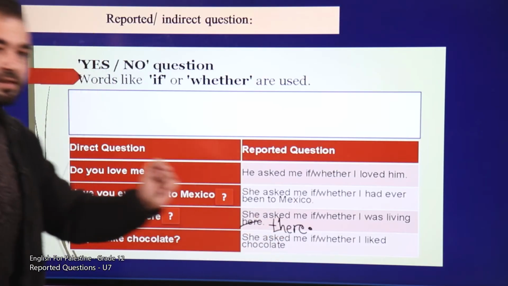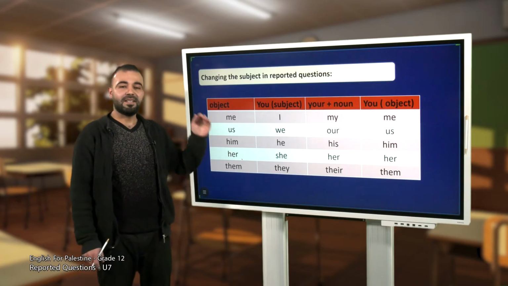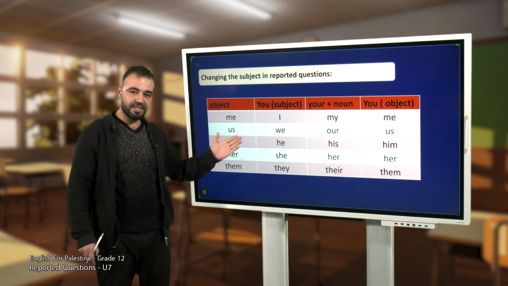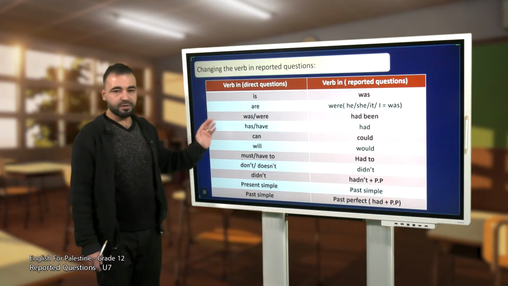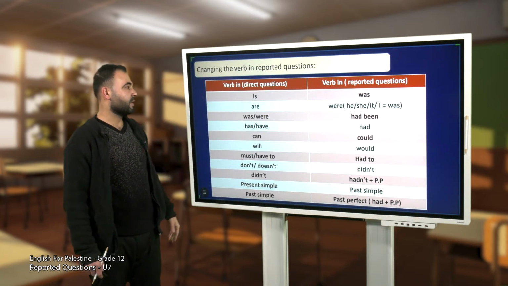She asked me if or whether I liked chocolate. Now let's see this table. Look at it. You can refer to it to get the correct changes of the pronoun you when it comes in the direct questions, and we want to report it into indirect ones. And also the changes of the verb in the reported questions.